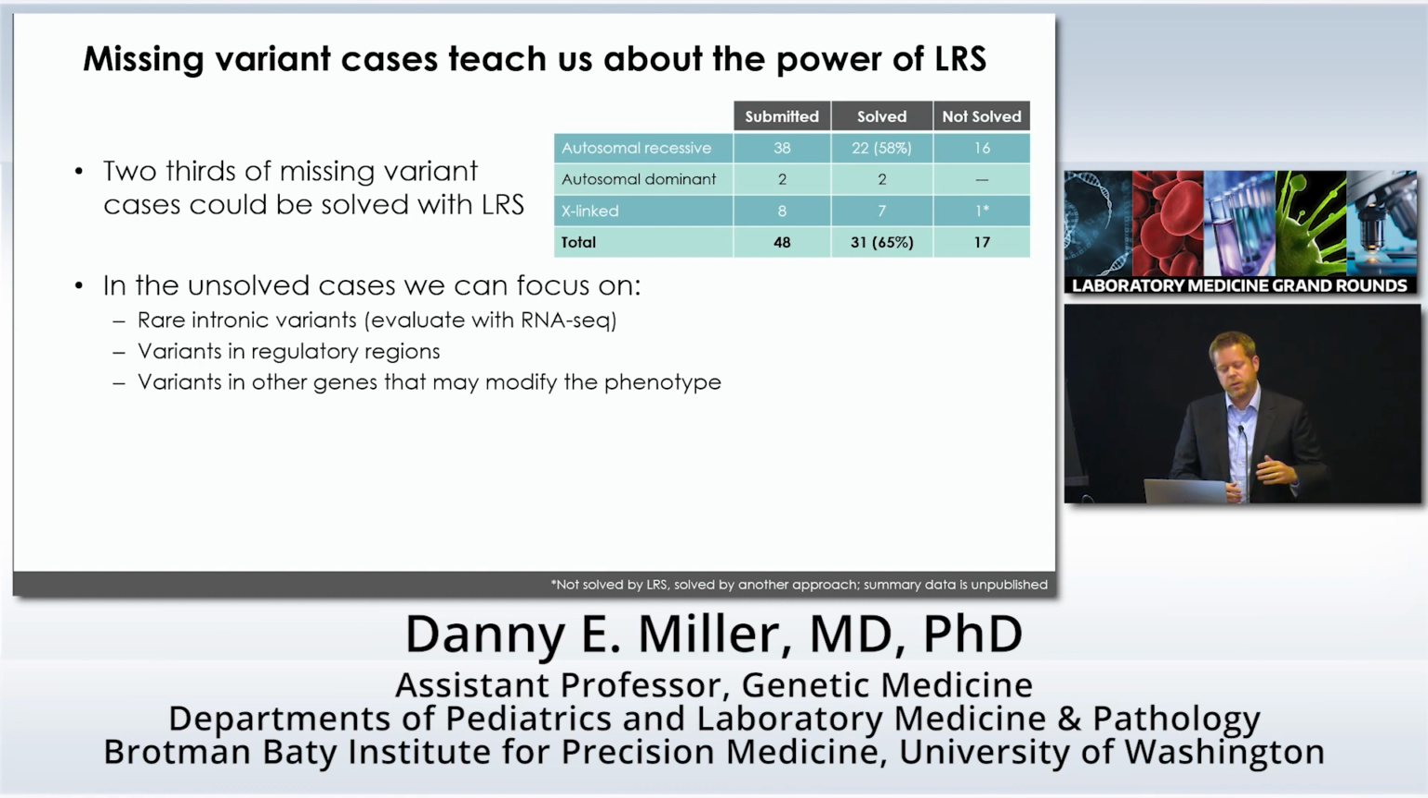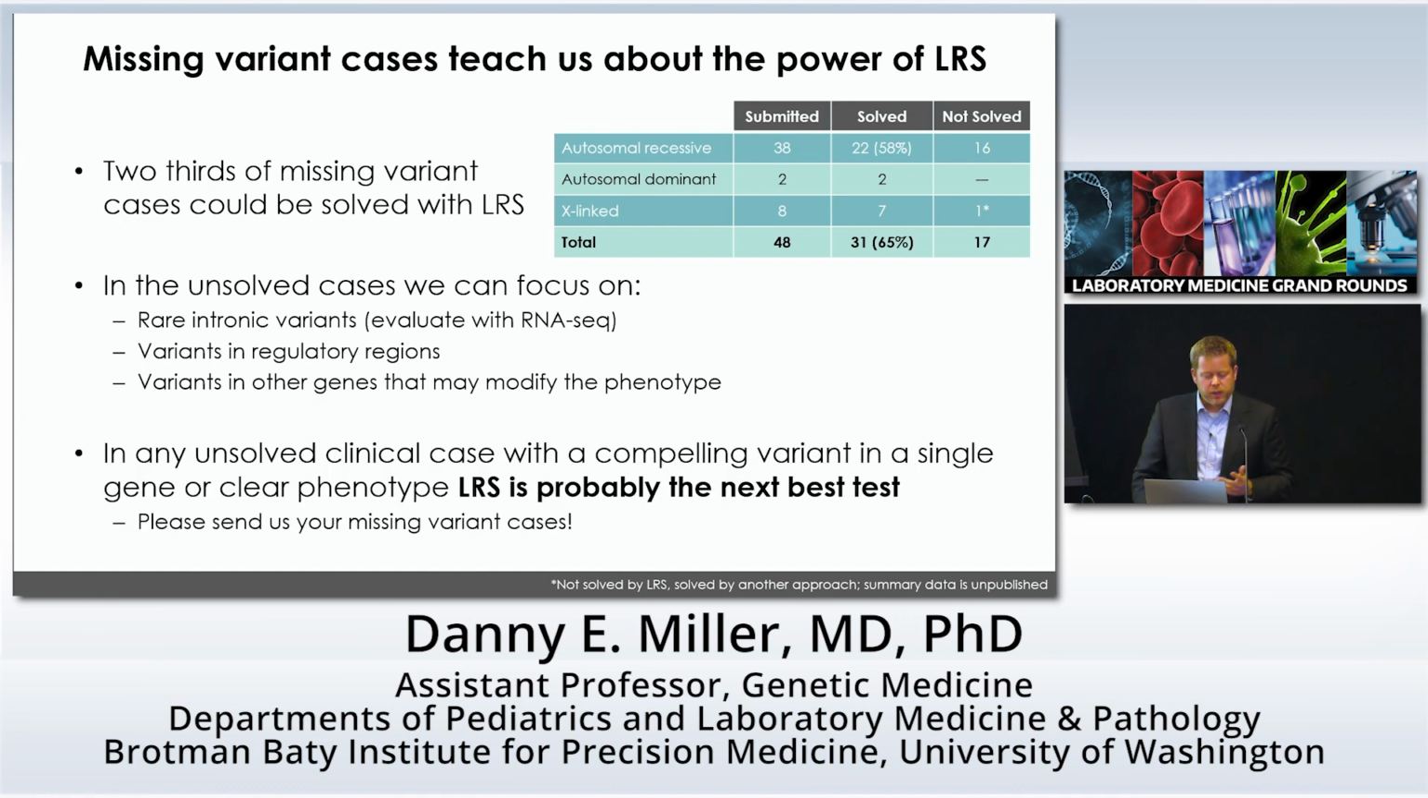Even though it's a recessive disorder, is it a case where you have a variant in the gene associated with it and then also one in a neighboring gene or something like that? So I do think, and we're working on a paper that puts this forward, any unsolved case where you've had a compelling variant in a single gene or a really clear phenotype without a single pathogenic variant, long-read sequencing is probably the next best test, is our argument. So anyone who's got a compelling case, we're happy to take them and take a look at them with long-read sequencing.